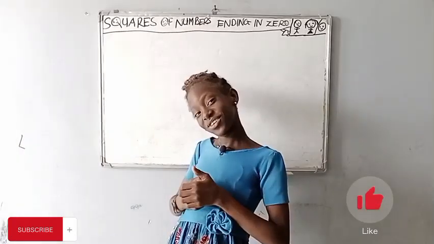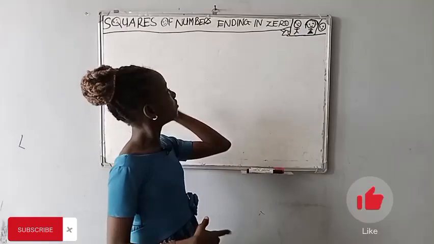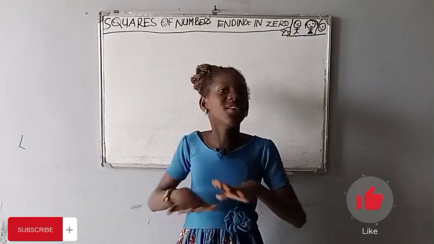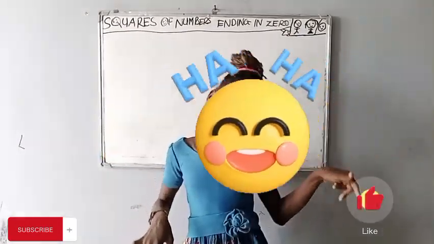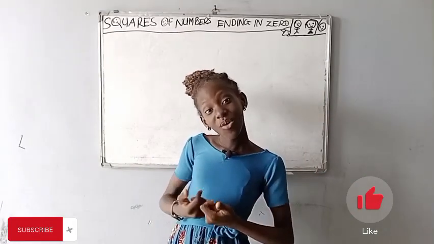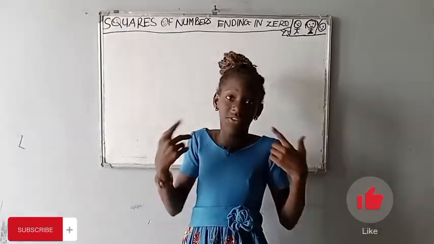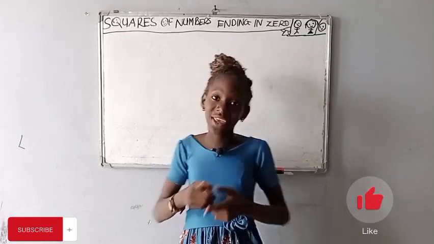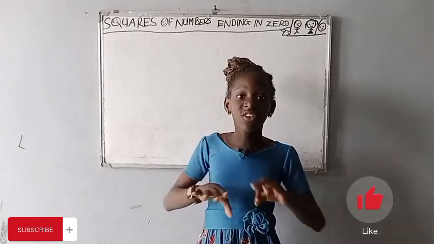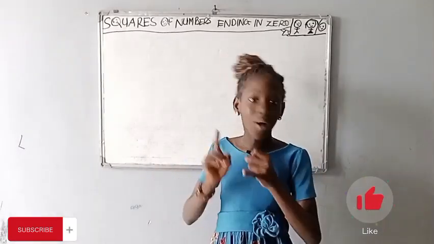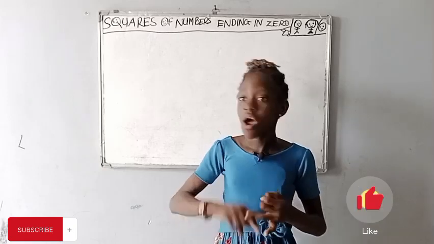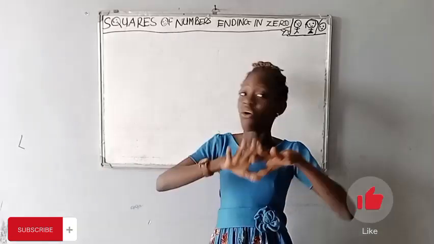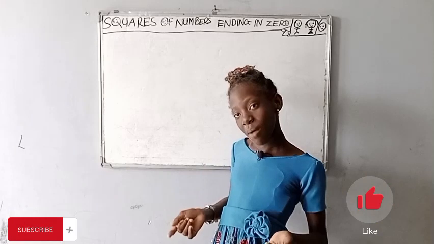Today I'm going to be putting you through finding squares of numbers ending in 0. This is the simplest technique in all of them. Now, always remember that you must know your multiplication table. Basically, this technique uses only squares of numbers. No addition, no carryover, multiplication or anything, just the squares of numbers.